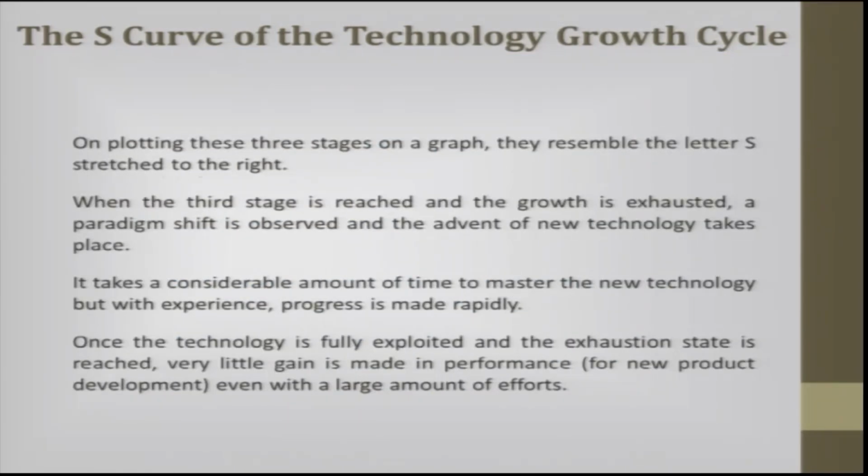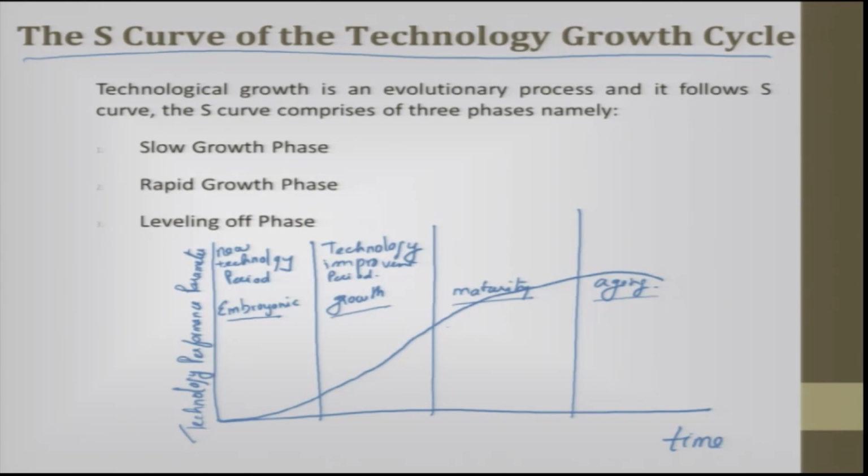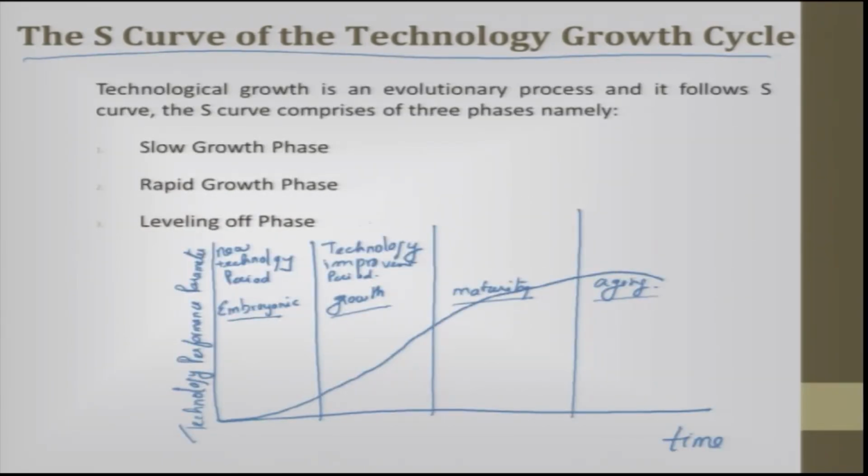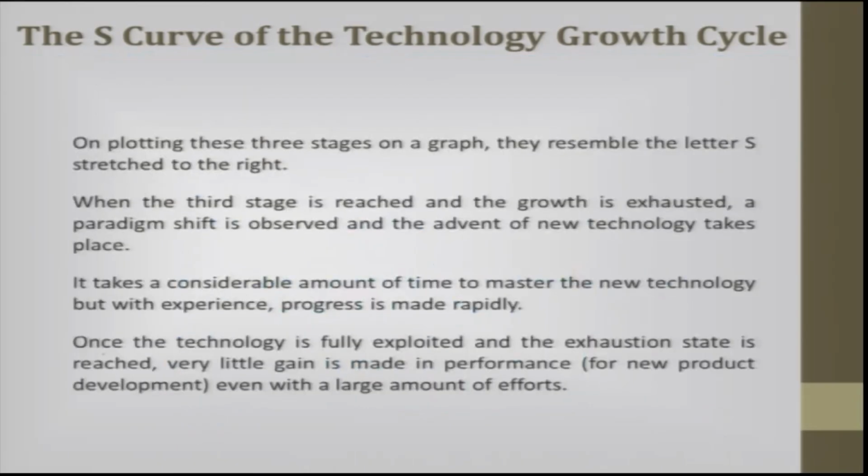They resemble the letter S stretching from the right. When the 3rd stage is reached and the growth is exhausted, that means to say maturity, a paradigm shift is observed and the advent of new technology takes place. That means to say people always at this stage try to push it back. That is what I was trying to say earlier. It takes a considerable amount of time to master a new technology, but with experience progress is made. So, improvement in technology is this rapid growth. So, this is improvement in technology. Once the technology is fully exploited and exhaustion stage is reached, very little gain is performed so that the new products are developed.